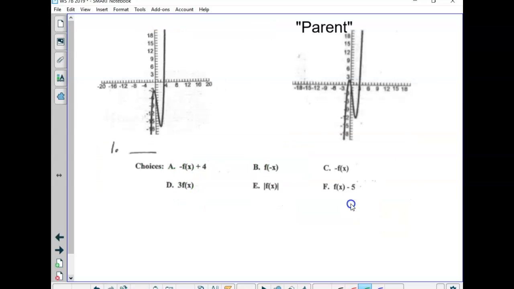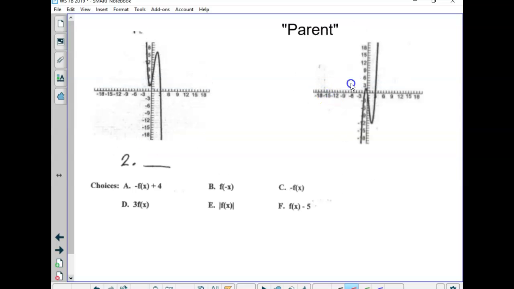Number 1, the parent is on the right. Can you tell what has happened? Yeah, I would say down. Let's see. Does it look like it went up to 2 and now it's down at -3? That looks like 5. So number 1 gets a big fat F for down 5.